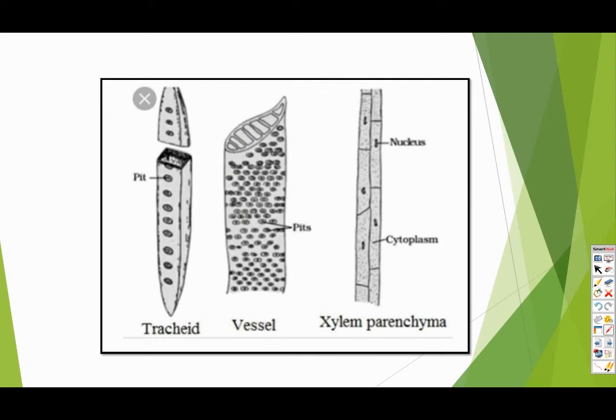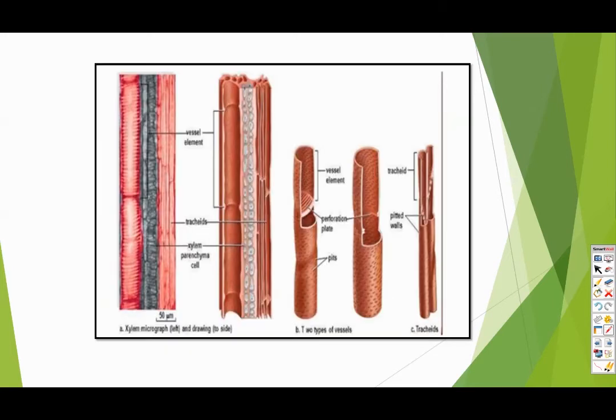Same thing. Tracheids will usually be thinner. Vessels will be larger in diameter compared to your tracheids. You can see these cells over here in the center. This is nothing but your xylem parenchyma. Moving ahead. If this is your xylem parenchyma, see over here, this is your xylem fibers.